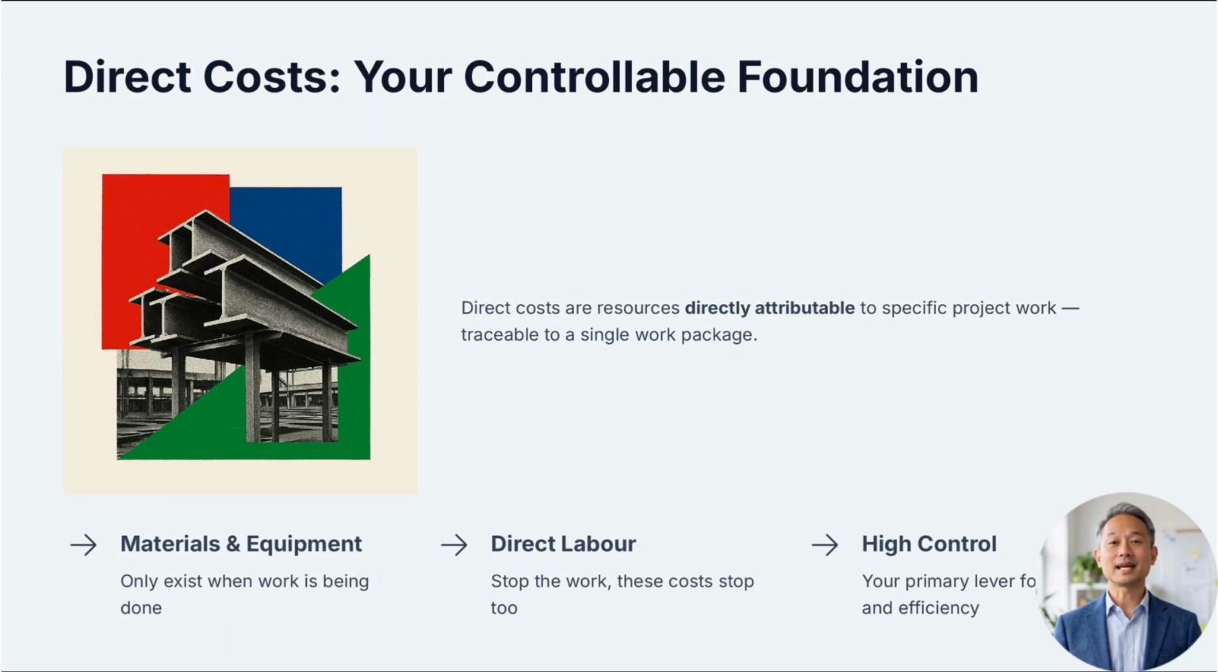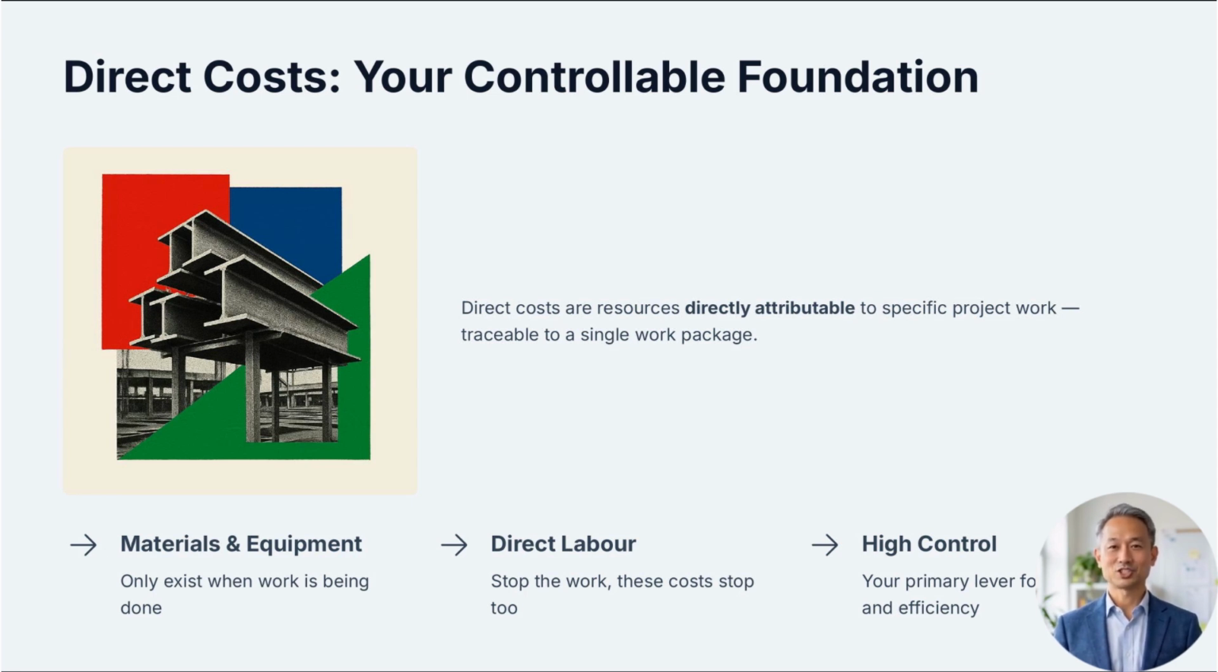You were managing tasks, but you were not managing the true organizational cost. To survive this, we have to start with the basics of direct costs, which are the controllable foundation of your baseline. Direct costs are resources directly attributable to specific project work and are easily traced to a specific work package in your breakdown structure. Think of materials, equipment, and the labor specifically hired to build the product.